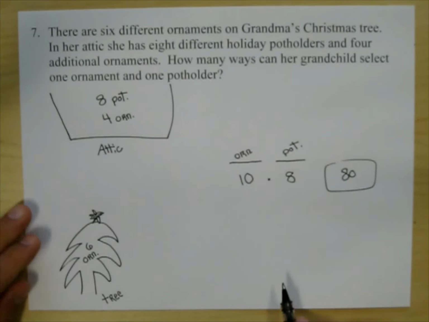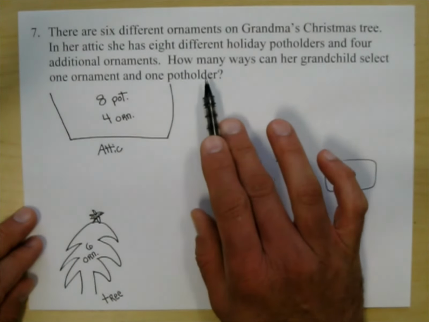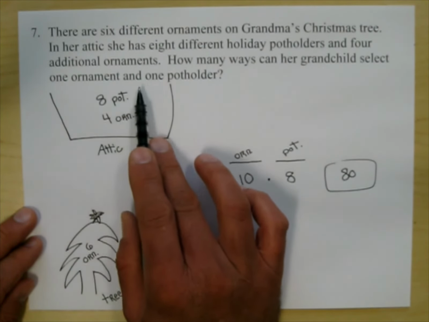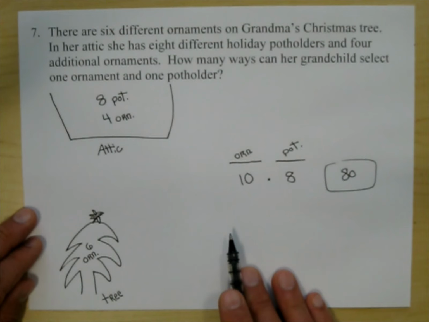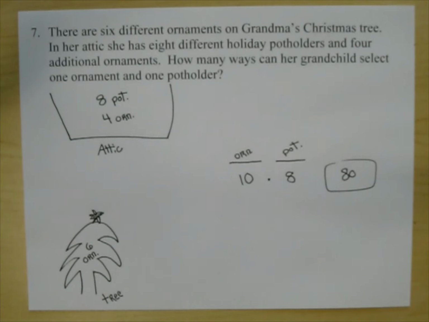Now here's the deal. As we get more and more into this chapter, these problems might change to how many ways can her grandchild select 3 ornaments and 2 pot holders. And that's actually a lot more complicated than what we're doing here. And that would involve something called permutations or combinations. So we'll get into what those things mean. So that is all there is to section 6.1.